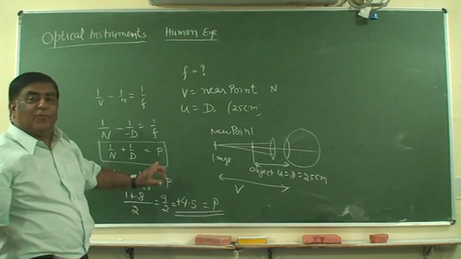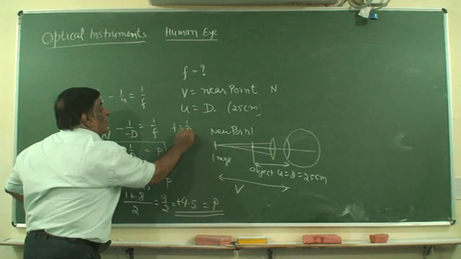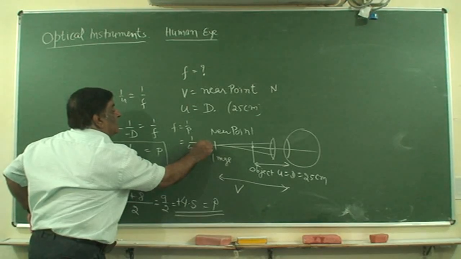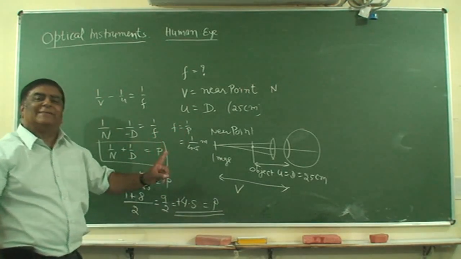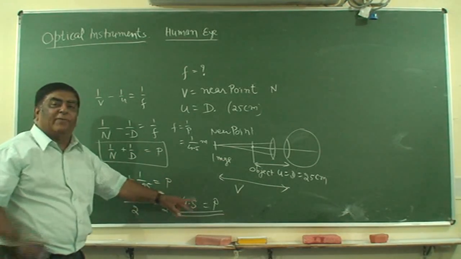And now if they ask what should be the focal length, so no problem. Focal length is equal to 1 upon p. So this is 1 upon 4.5 meter. This will be the focal length. But normally what is asked is power. So power of the lens will be plus 4.5.